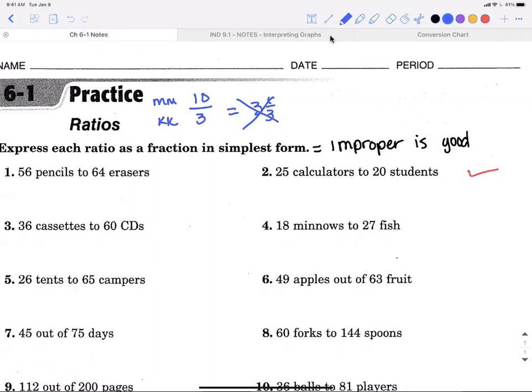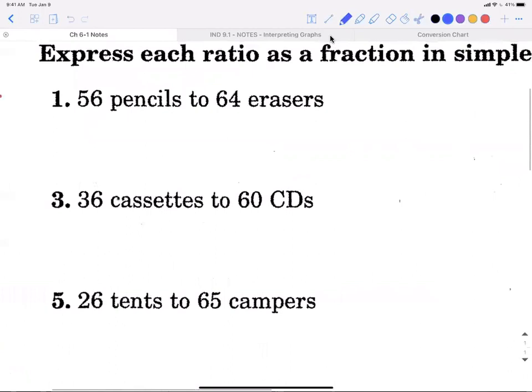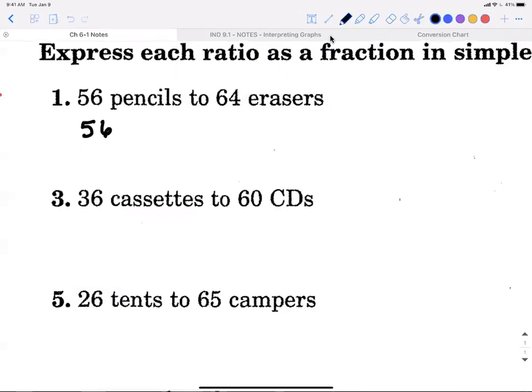All right. So let's look at a few examples here. I'll give you a minute to get number 1 written down. 56 pencils to 64 erasers. This is a ratio, meaning that for every 56 pencils, you have 64 erasers. And these are nice because they really are as simple as this. 56 pencils to every 64 erasers. That's it.